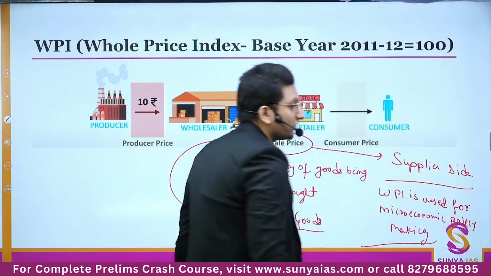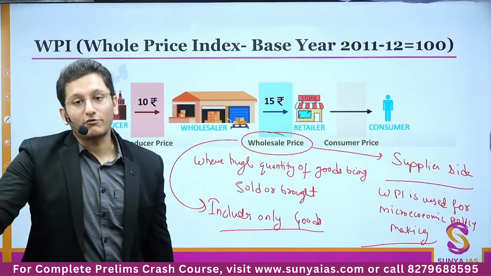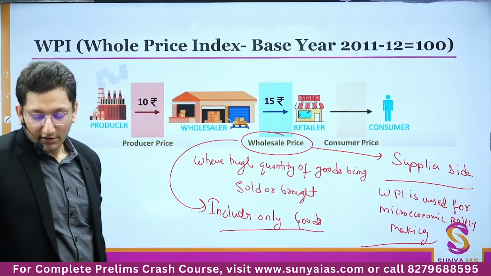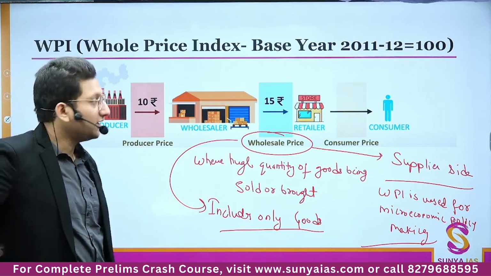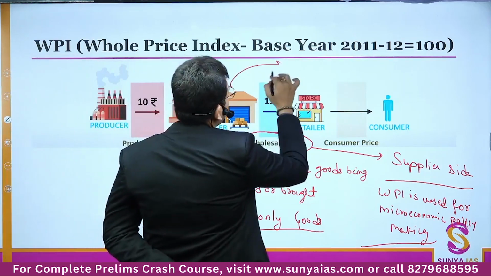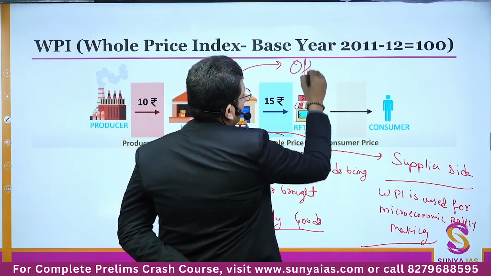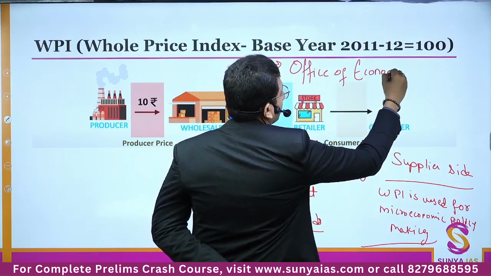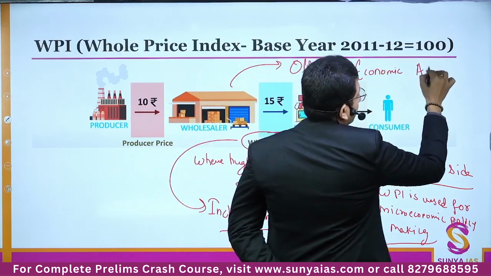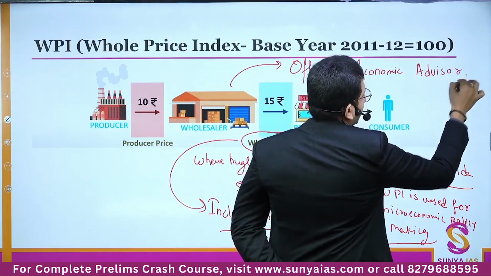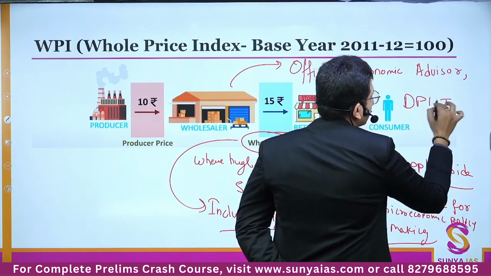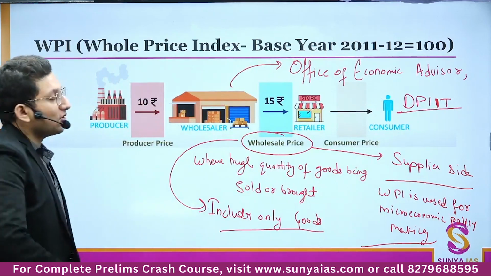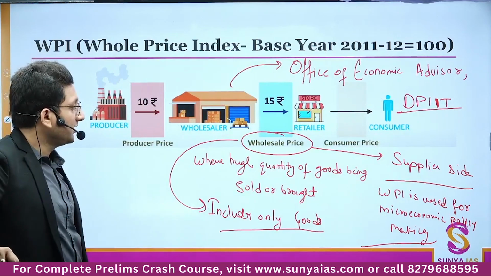because it is used for deflating a particular sector of an economy. It's been issued by the Office of Economic Adviser, DPIIT. ठीक है, इतना याद रखिएगा कि DPIIT ऑफिस ऑफ इकोनॉमिक एडवाइजर्स को रिलीज करता है.